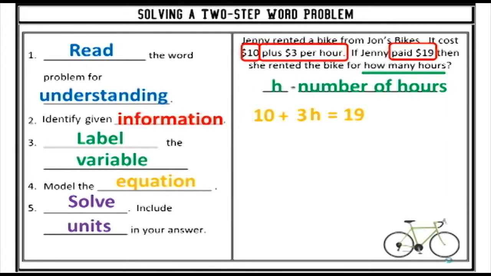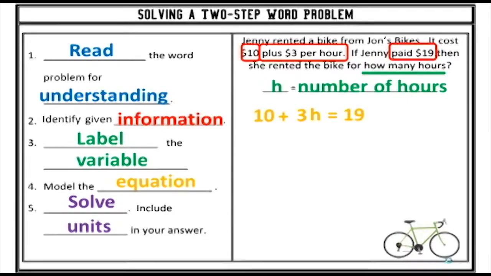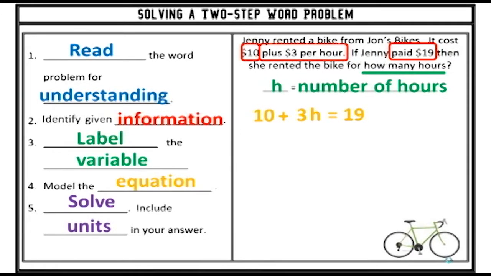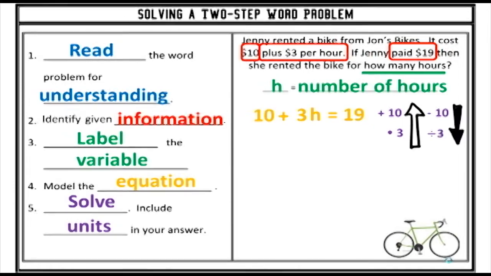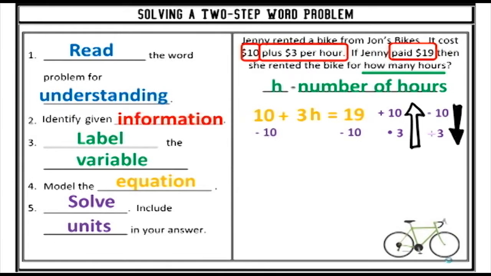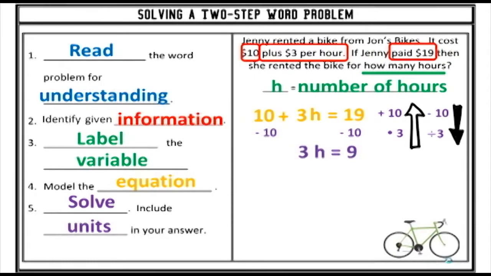So solving process is very much the same. So I'll walk you through it step by step. I'm going to look at my operations that exist. According to the order of operations, I would multiply by 3, and then I'm going to add 10. So to undo that, I'm going to subtract 10 and then divide by 3. Take my first operation to both sides of the equation. 10 minus 10 is 0, leaving me with 3H. 19 minus 10 equals 9.